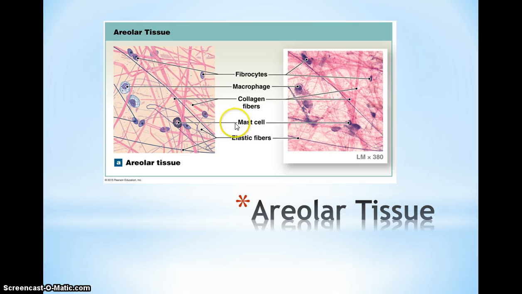And then we have mast cells here. These cells contain histamine, and upon injury the histamine will be released to induce inflammation.